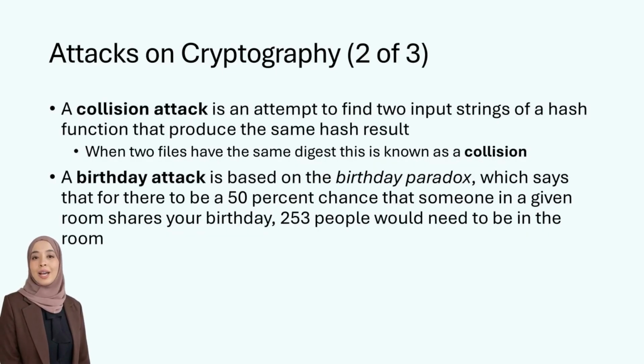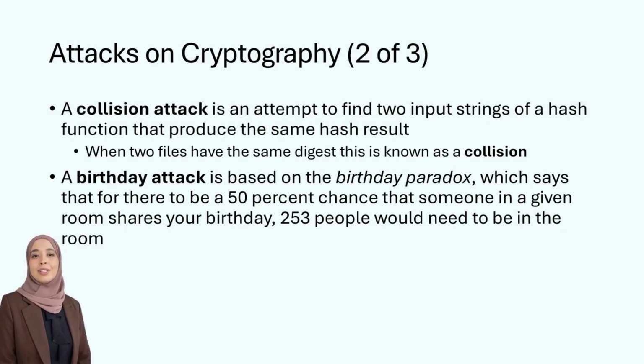Let's talk about two types of attacks on cryptography now. The first one is the collision attack. This is when an attacker tries to find two different pieces of data that create the same hash result or digital fingerprint. This is called a collision. For example, imagine two different files that, when hashed, end up with the exact same result, which can trick systems that rely on unique hashes.